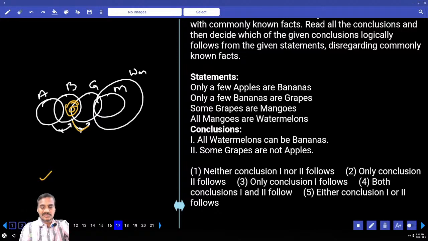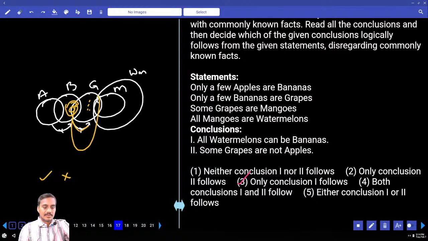Then come to the next one, some grapes are not apple. Now these are the grapes that are not apple. For that to be false, we have to say all grapes are apple. We can write it like this, all grapes are apple. Yes, alternate diagram true, previous conclusion false. And so what is your answer? Only one follows, so only one, and it is given in choice 3. And question number 17, it is choice 3.